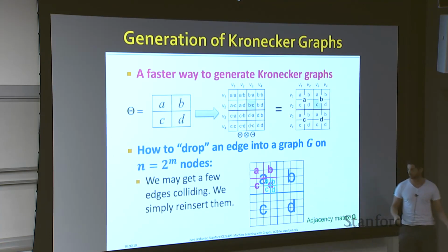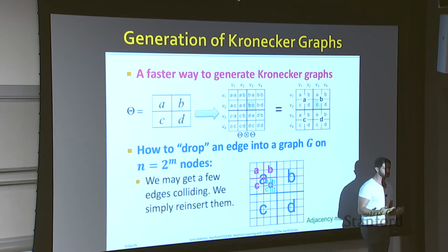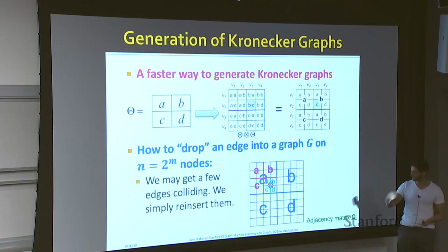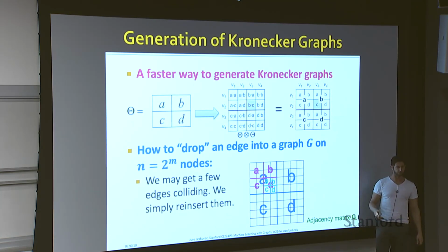You might be wondering, what happens now if there are edges colliding? Because before, the initial strategy that we had to generate the stochastic graph model was to go cell by cell and flip a biased coin. Now here, there is a chance that we might end up in the same cell twice. We just reinsert it. It's not a problem at all. So we just reinsert in case there is a collision. And again, given the argument of sparsity, this happens very rarely, less than 1% of the times.